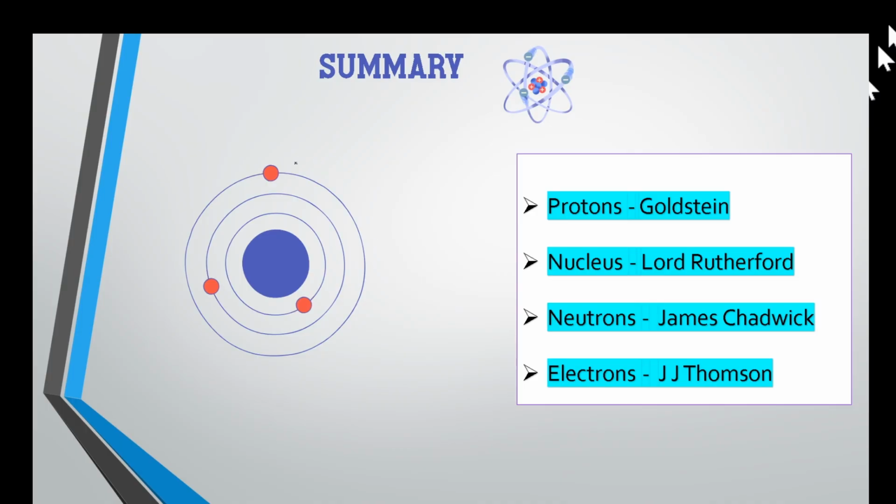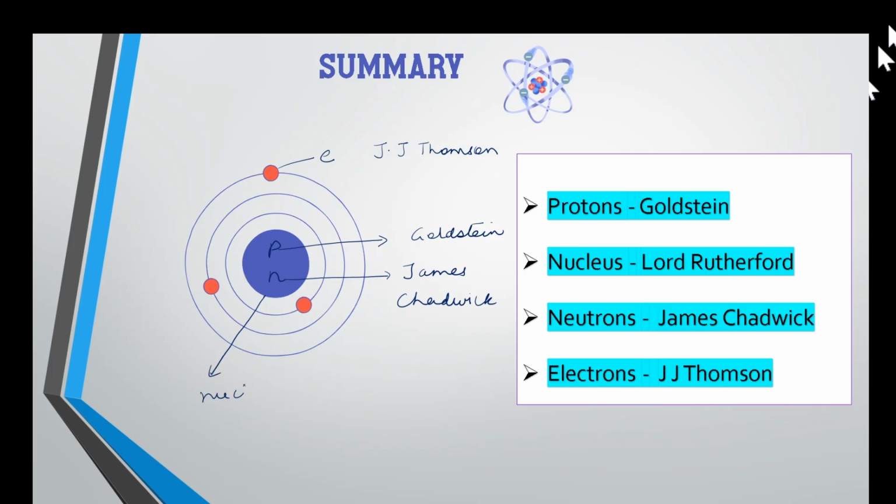So if we look at the structure of the atom, electrons, who discovered them? J.J. Thomson. Then in the core we have the protons and the neutrons. Protons were discovered by Goldstein. Then we have the neutrons discovered by James Chadwick. Then this is the nucleus, which has protons and neutrons. The nucleus was discovered by Lord Rutherford. So in one whole structure, we can see it is a contribution of 4 different scientists.